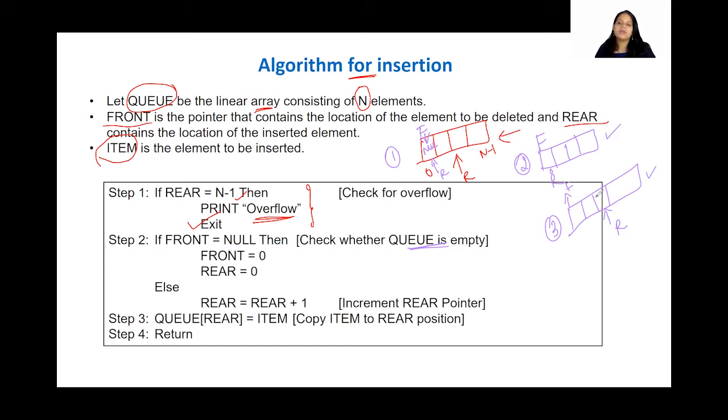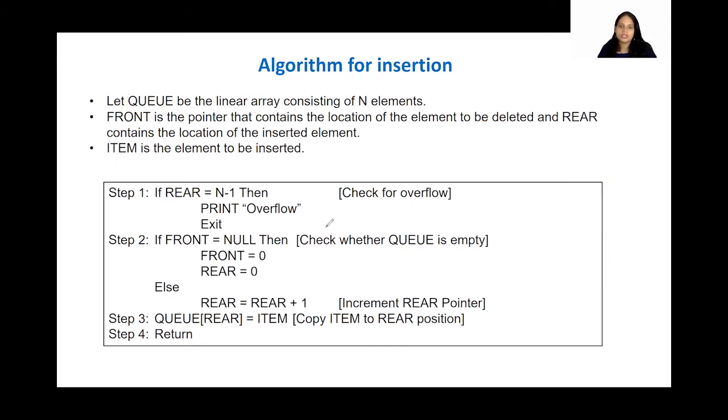In this case, we are going to say that rear is equal to rear plus 1, which means I am moving my rear pointer to the next position. And then I'm going to say Q of rear is equal to whatever the item. Suppose I want to add 5 here. Then I'm going to say Q of rear. So when I say that, it means that at this position, copy the item into that position. Okay, so that's all this algorithm is all about.